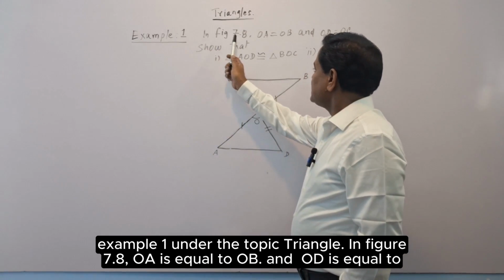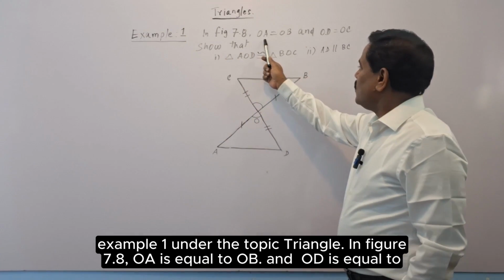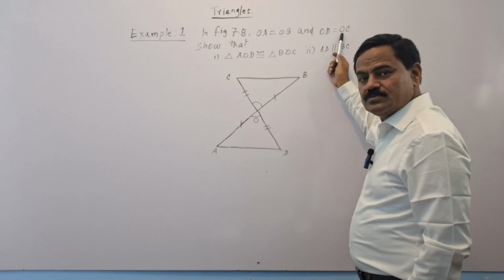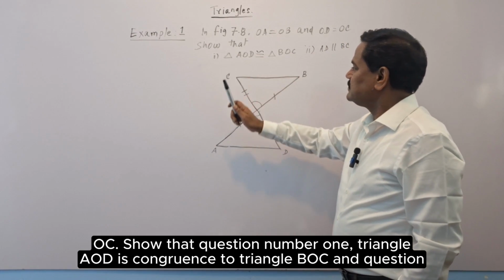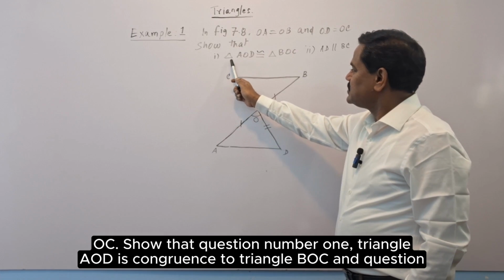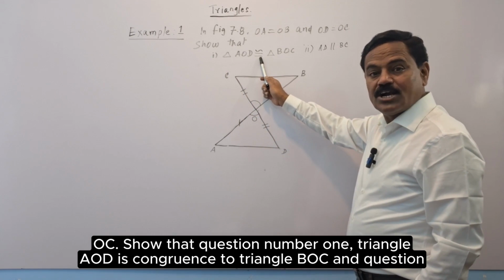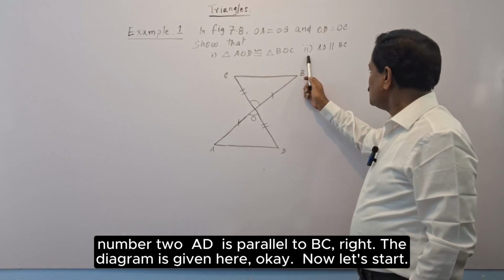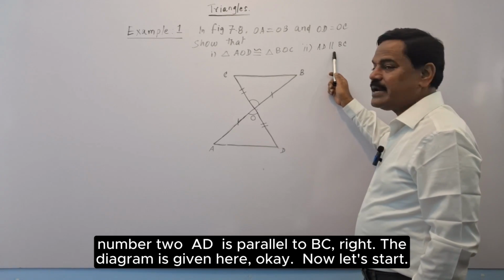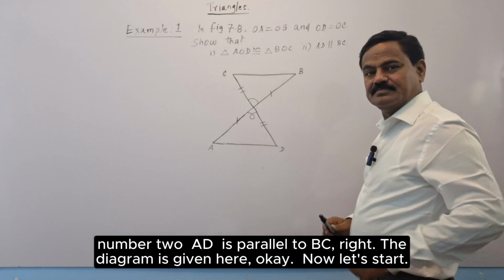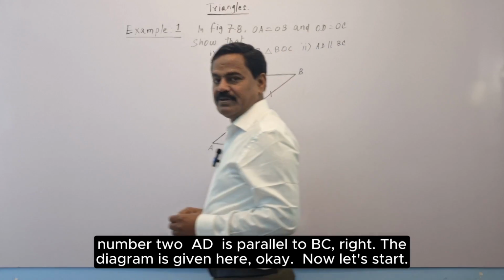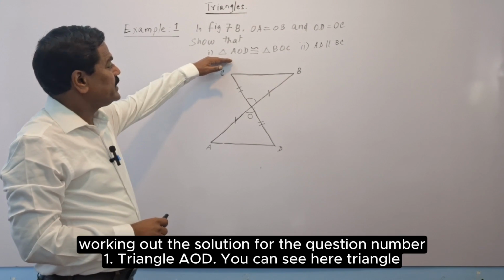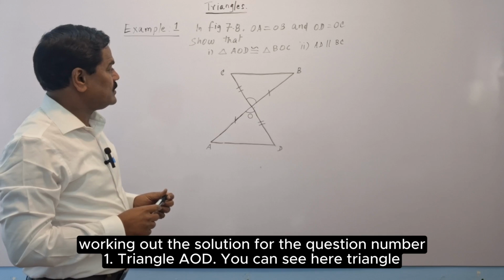In this class, we are going to discuss example 1 under the topic triangle. In figure 7.8, OA is equal to OB and OD is equal to OC. So question number 1: triangle AOD is congruent to triangle BOC, and question number 2: AD is parallel to BC. The diagram is given here. Now let's start working out the solution for question number 1.